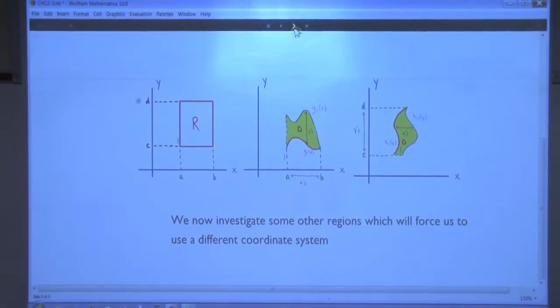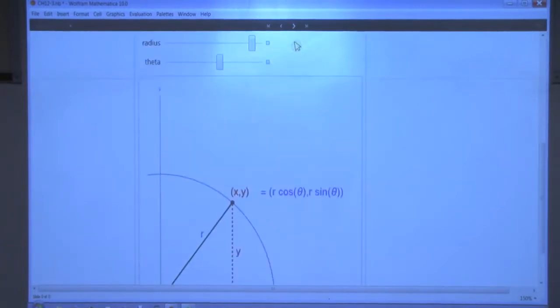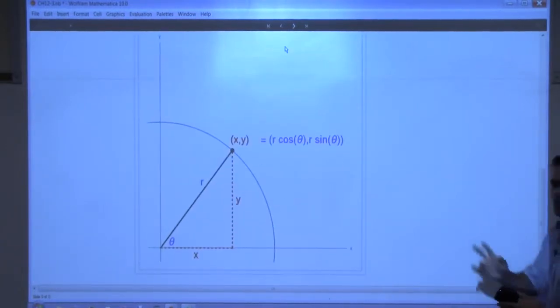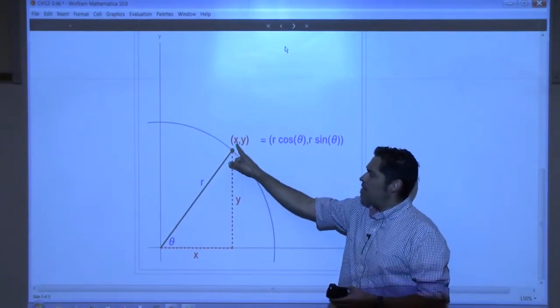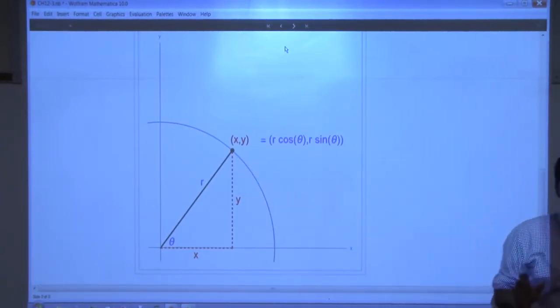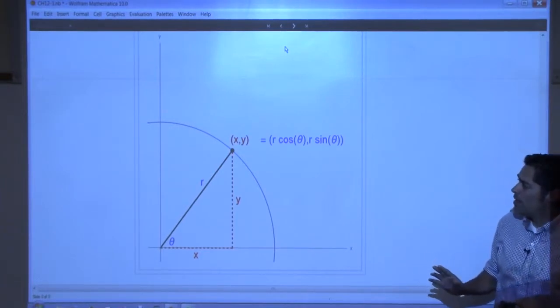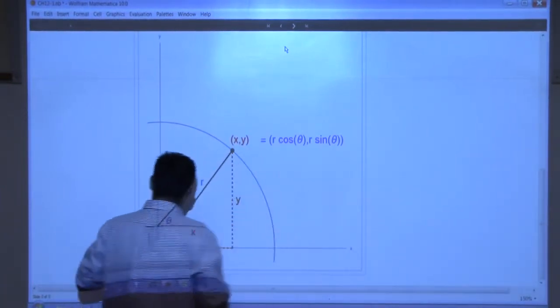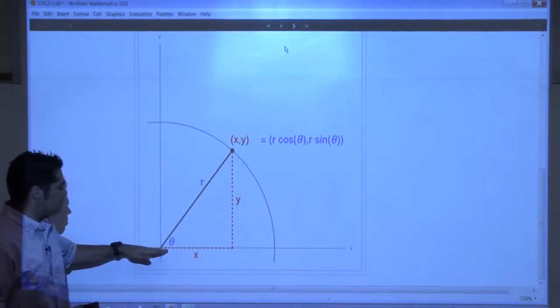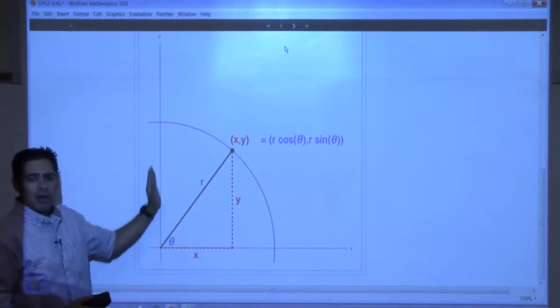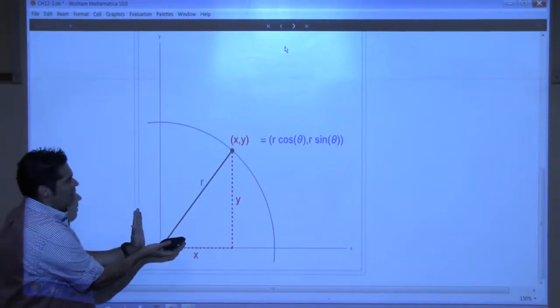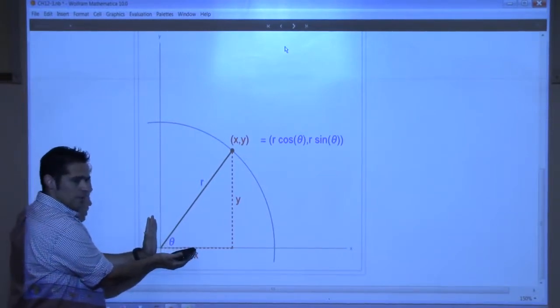And now what we are going to do is look at some more interesting regions that we can't easily describe using our Cartesian coordinate system. So first, let's remember that if somebody gives us a point in 2-dimensional space, it must have an x and a y coordinate, right? The way the Cartesian coordinate system works is that we start with a place that we call the origin. From the origin, we construct 2 axes, the x and the y axes. These 2 axes are orthogonal to each other, perpendicular, right?